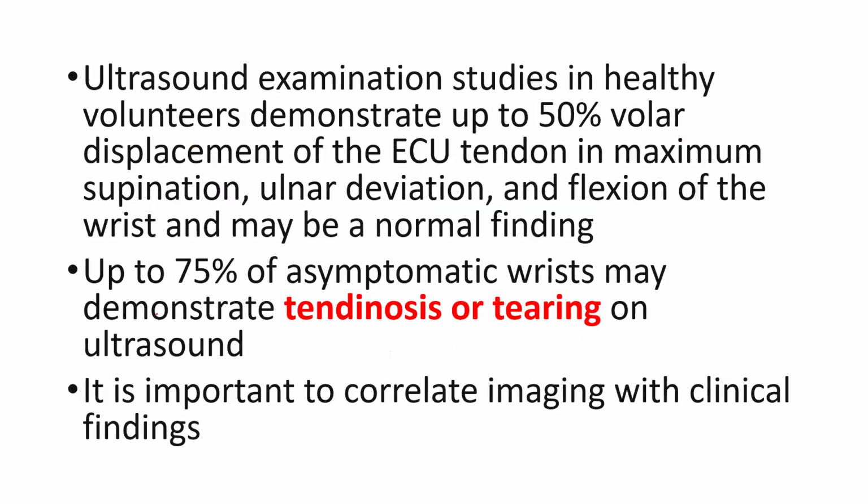Ultrasound examination studies in healthy volunteers demonstrate up to 50% volar displacement of the extensor carpi ulnaris tendon in maximum supination, ulnar deviation, and flexion of the wrist, and may be a normal finding. Up to 75% of asymptomatic wrists may demonstrate tendinosis or tearing on ultrasound. It is important to correlate imaging with clinical findings.